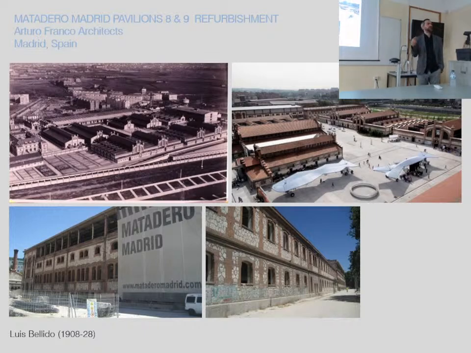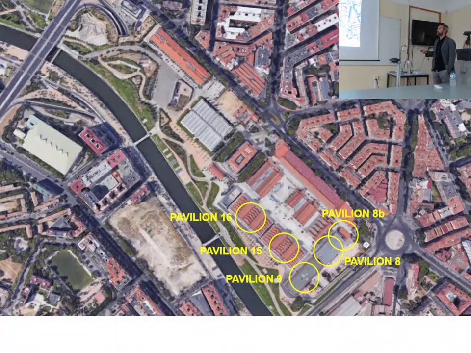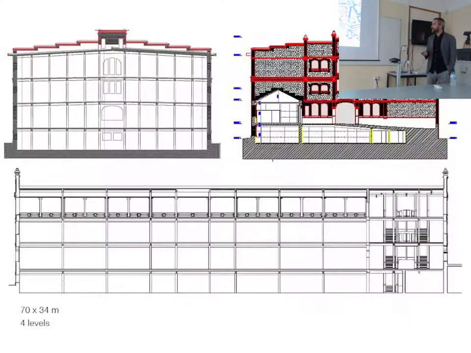And this was abandoned in the 80s, last century, and then around 2003 or 4, something like that, there was a big project to transform this area into a cultural hub with very different uses like library, theater, exhibition areas. So we were lucky to participate in 5 of those projects. I'm going to talk a little bit about this one, Pavilion 8 and 9. They are similar, but I'm going to focus on Pavilion 8.